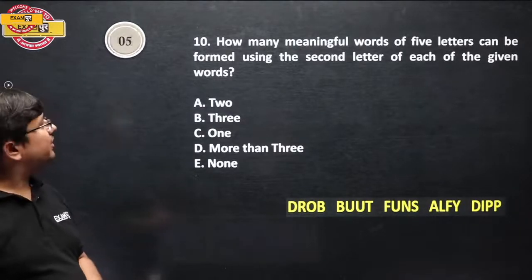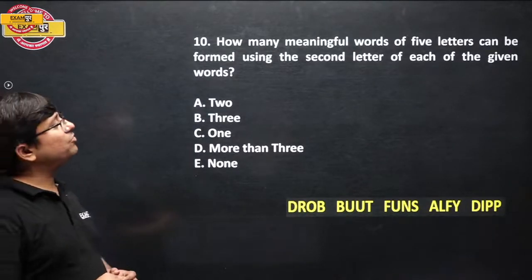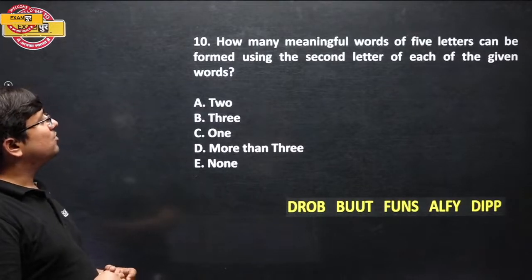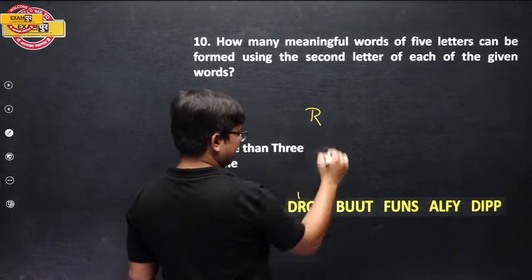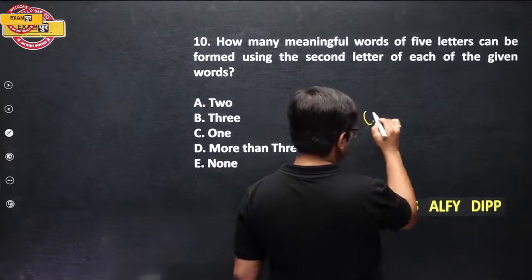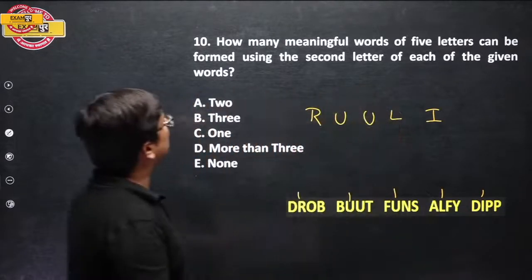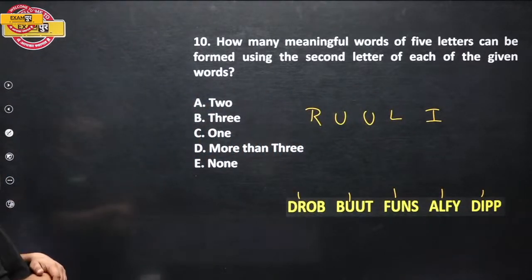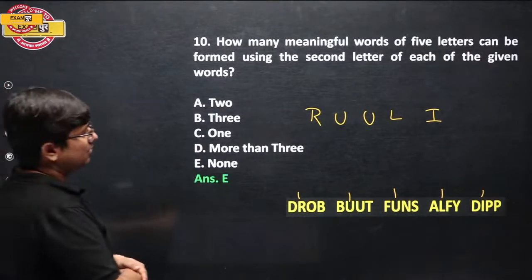Now, it is also telling you how many meaningful words of 5 letters can be formed using the second letter of the given words. Second letter R, U, U, L, I. So how many meaningful words of 5 letters can be formed using the second letter of each of the given words? Tell me, how many meaningful words can be formed? My dear students, the answer is none, zero.